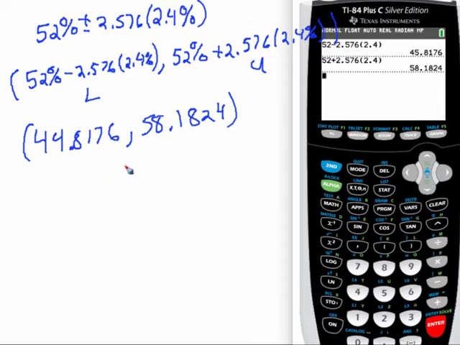Okay, so they ask us to round these numbers off to 2 decimal places. So rounding it off to 2 decimal places, the interval would be 45.82 up to 58.18. Okay. All right, I'm going to let you answer the remaining question on this particular problem where they ask you to interpret the meaning of your confidence interval.